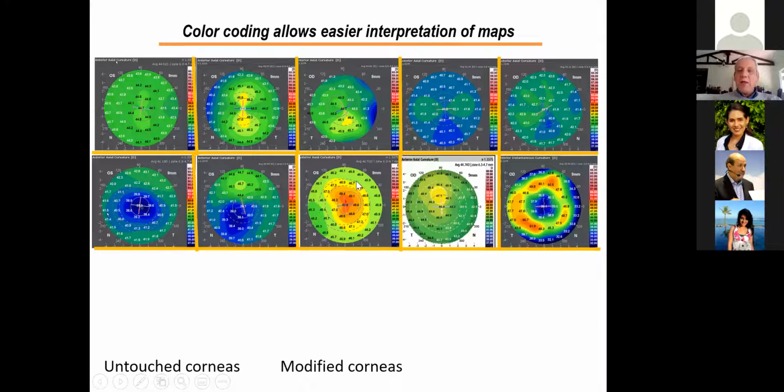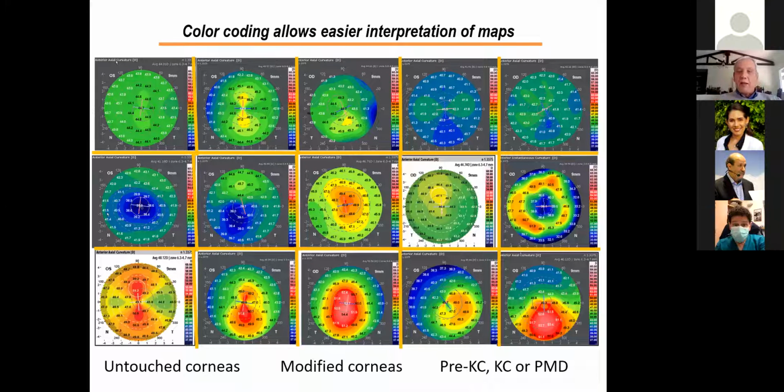In the second line, we have modified corneas, either by LASIK, but off-center, or hyperopic LASIK in the middle, warpage, or this is radial keratotomy, an image with a donut, a circle, a ring there. And in the third line, we have a cornea that many people would classify as keratoconus, but it's not, because this patient does not have ectasia, and the other four with different types of ectasia, keratoconus or pellucid.